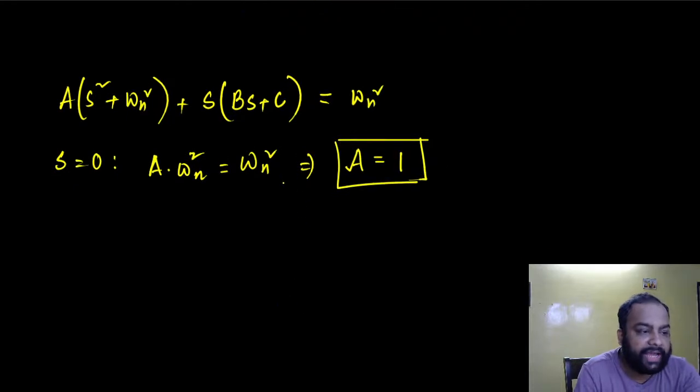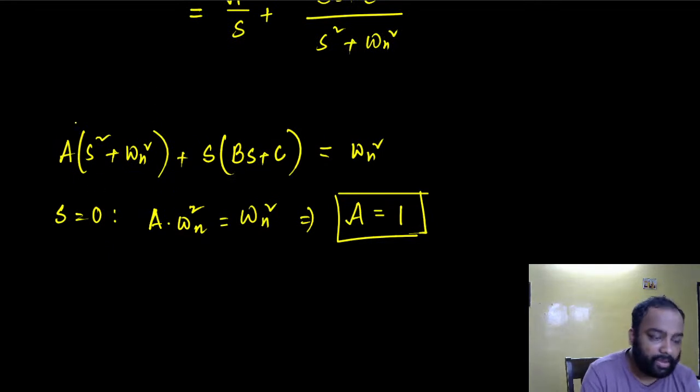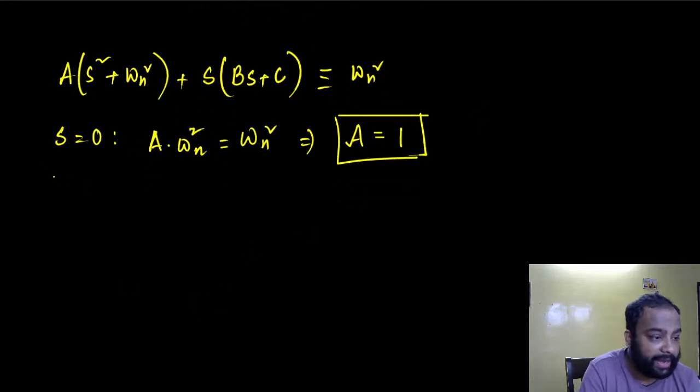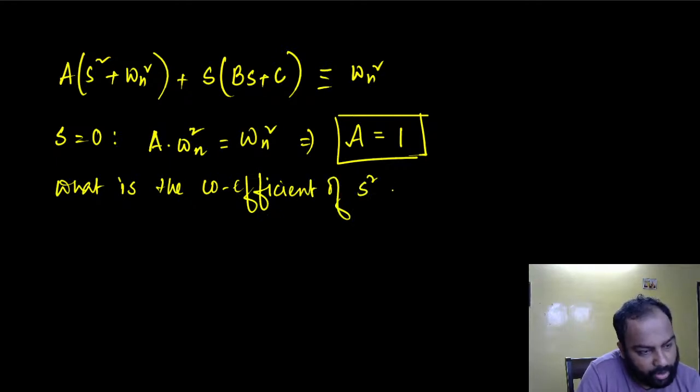All right. Now figuring out the rest of the factors is slightly difficult, okay? But we are going to employ another technique here to figure out the rest of the terms. So look at the polynomial on the left hand side of this identity, okay? This is identical, keep in mind. So we have figured out A. Now let's ask this question, what is the coefficient of s square on both sides?